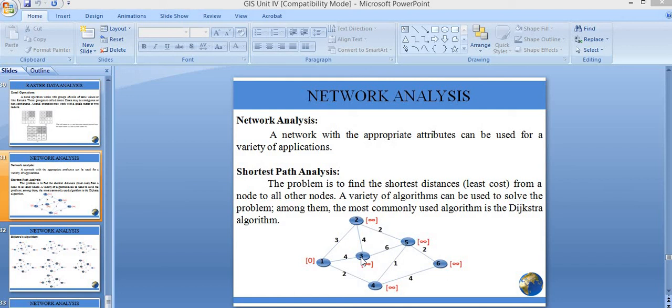Similarly for node 3, what is the distance from node 1? 0 plus 4 is equal to 4, but the already computed distance is infinity. So 4 is less than infinity, and 4 will be the shortest path for node 3. Similarly, you will be computing the shortest distance for all the nodes. So this algorithm is what is referred to as Dijkstra's algorithm.